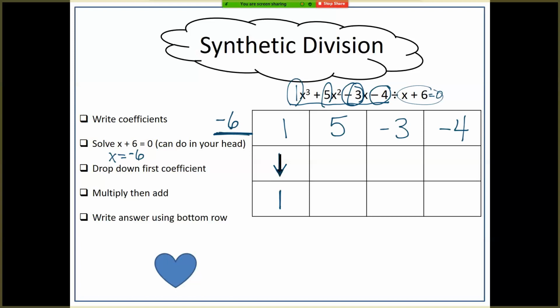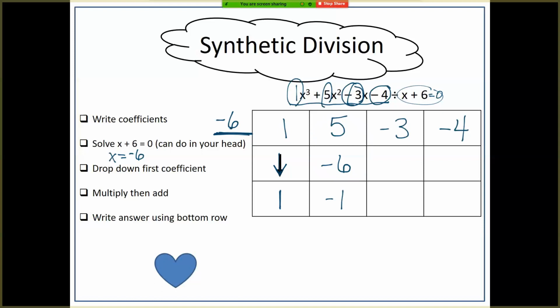So far, so good? Now we're going to go across the cycle. Our cycle is going to be, we're going to multiply, and then we're going to add. We're going to multiply whatever number's in this box by whatever magic number's up here. So I'm going to multiply those 2 numbers together. So -6 times 1 is -6. That number goes right here. Then we're going to add. We always add straight down, right? So we're going to add these 2 numbers together. So 5 plus -6 gives us -1. That goes in the box right underneath.